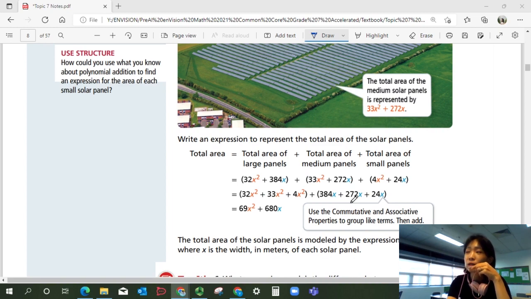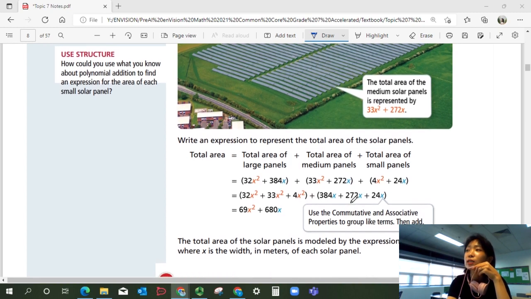So the total area of the solar panels is 69x squared plus 680x. And x represents the width in meters of each solar panel. So your answer is this, and labeling what your variable means is very important.